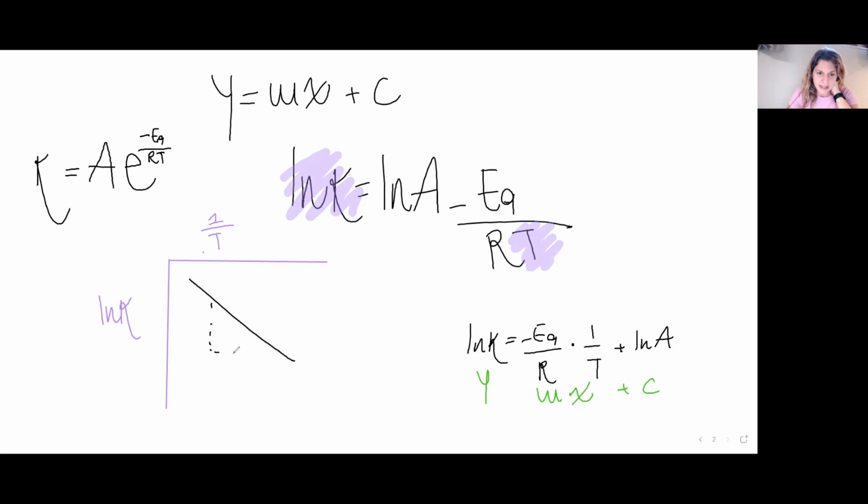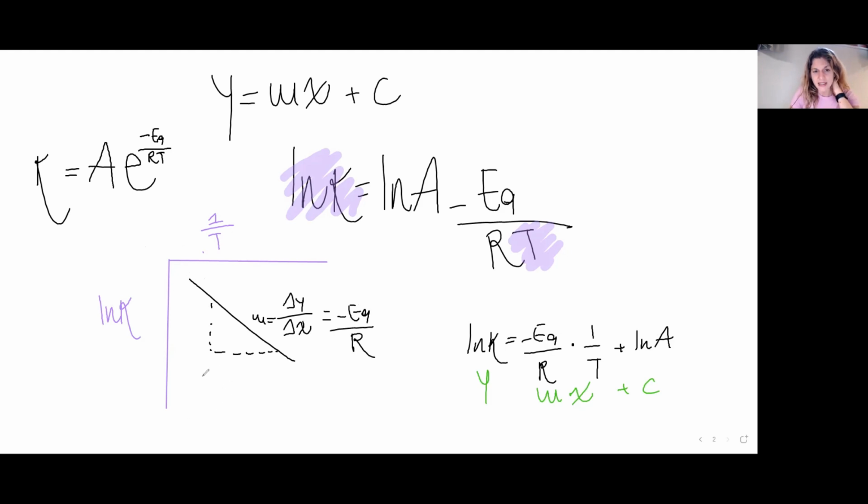The gradient of this, which is always change in y over change in x, is our m, and is going to be equal to minus Ea over R. While our intercept with the y-axis, somewhere there, it doesn't matter so much now, is the plus ln, sorry, the natural logarithm of A.